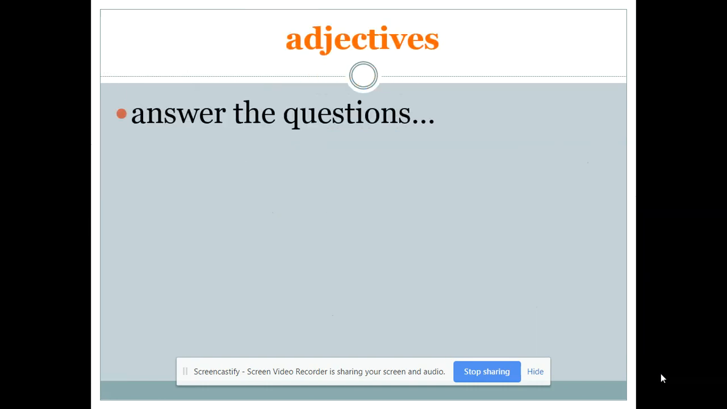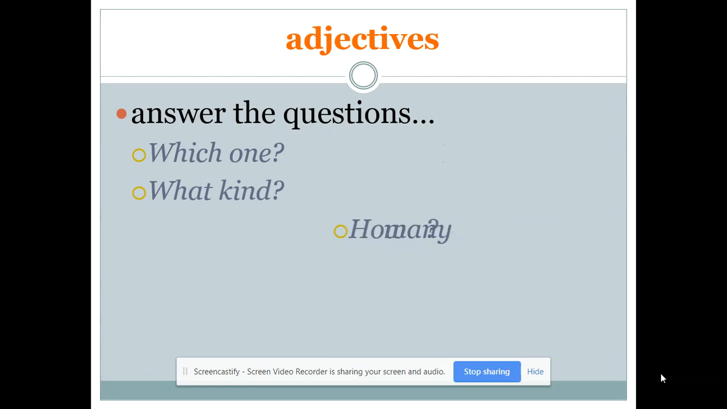So adjectives, as I said, answer the questions which one, what kind, and how many. Notice how many, by the way, the answer to that question would be a number. So numbers, if they're used in front of a noun, like 6 apples or 24 students, are adjectives helping define that noun in more detail.